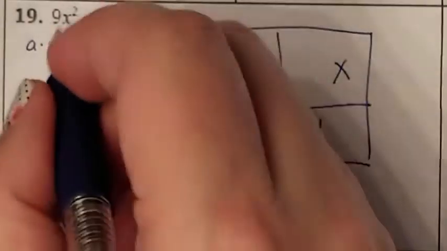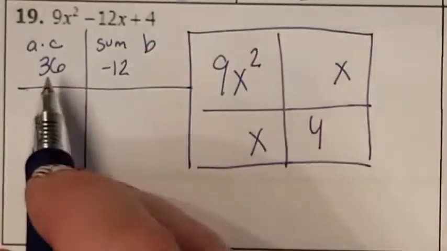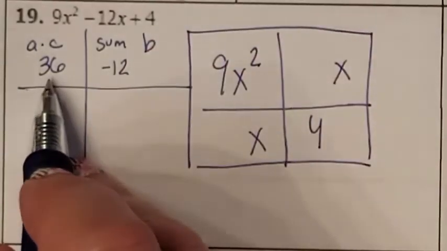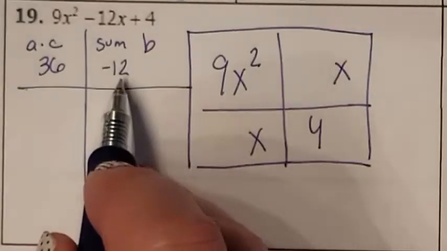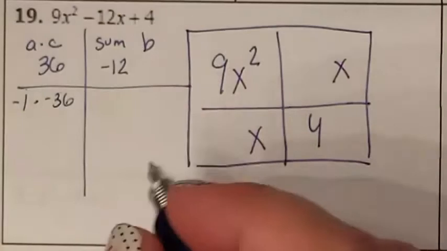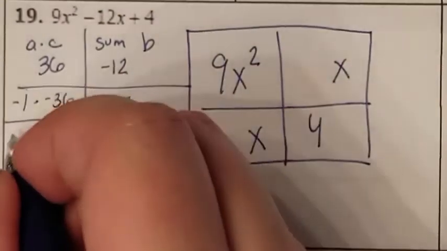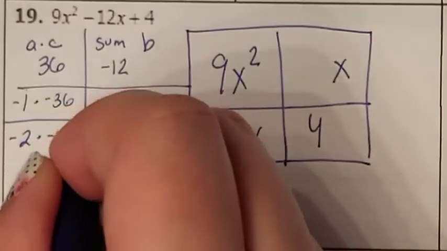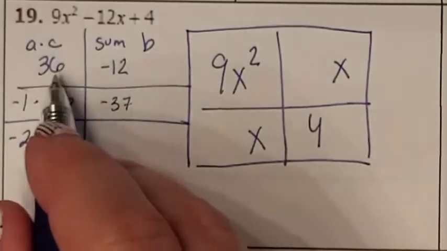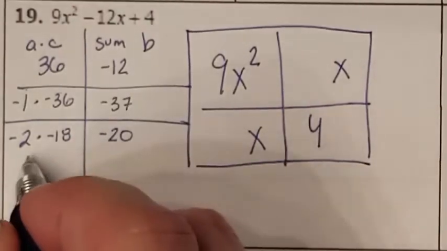9 times 4 is a 36. My B is a -12. What two numbers multiply to give me 36, but when I add them, I get a -12? I know -1 times -36 will multiply to give me positive 36, but when I add them, I get a -37, so that doesn't work. Try 2. -2 times a -18 multiply together to give me 36, but when I add them, I get a -20, not the -12, so that didn't work.